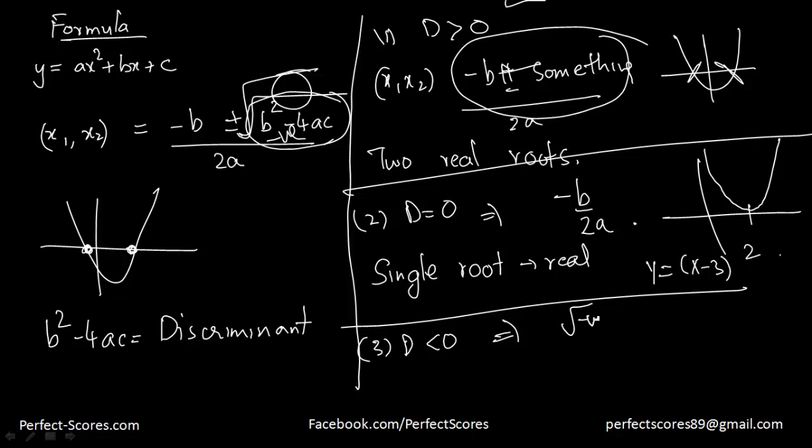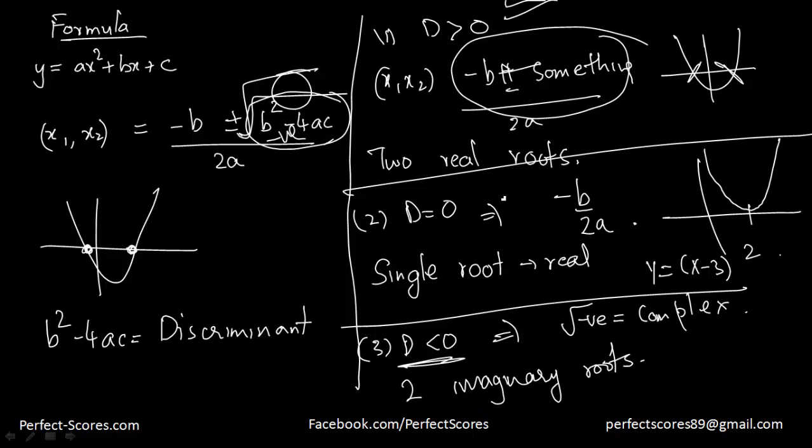The square root of a negative number is a complex number. It's an imaginary number. That means when d is less than 0, you get two imaginary roots. So what do you get? You get two imaginary roots. Fine. So when d is greater than 0, you have two real and distinct roots.